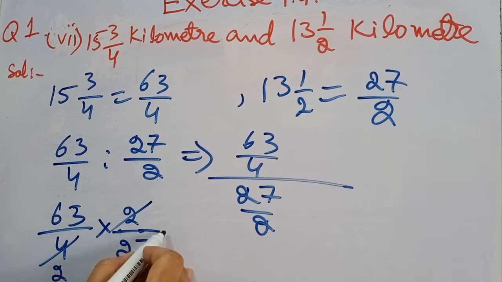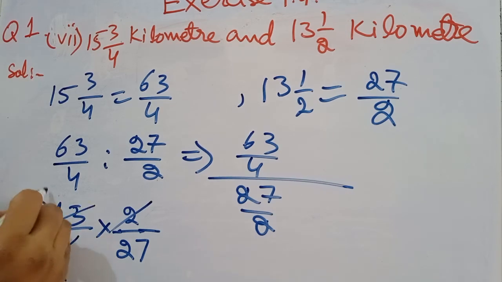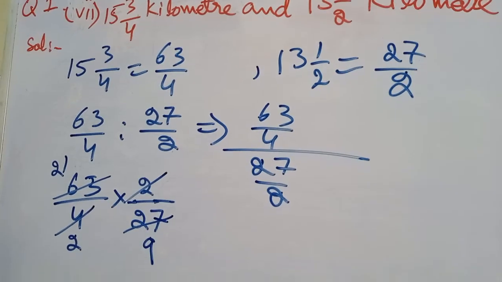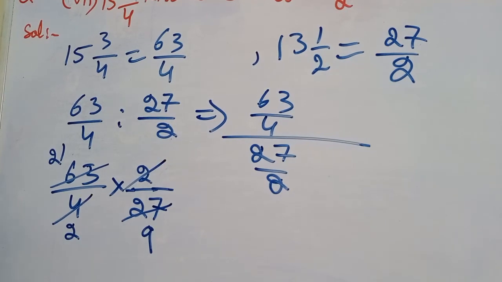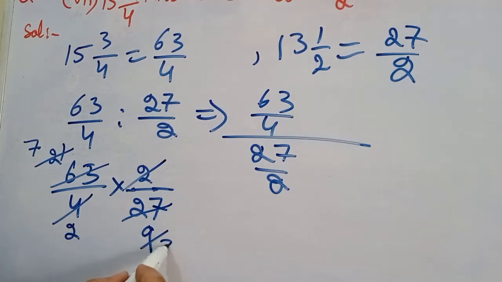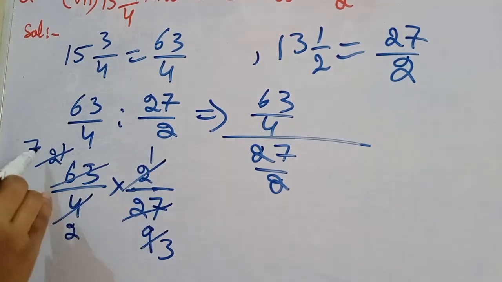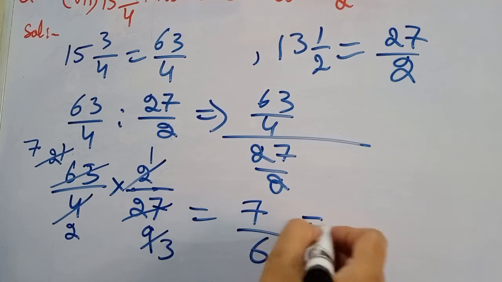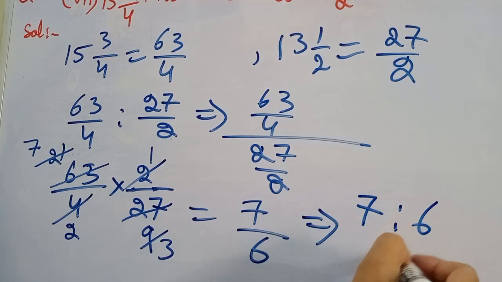We have 4, 2 2's are 4 and 3, 21, and we simplify these two numbers by dividing by 3. We have 9 3's are 27 and 21 3's are 63. Next we have 7 3's are 21 and 3 3's are 9. So here we have 1 7 multiplied by 1 is equal to 7 over 3 2's are 6. So we have the ratio 7:6, which is our answer.